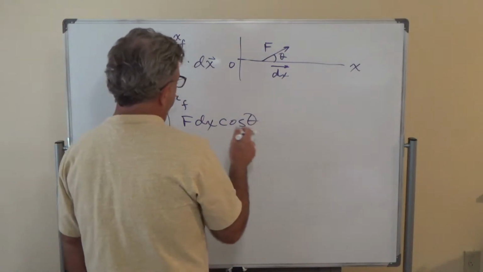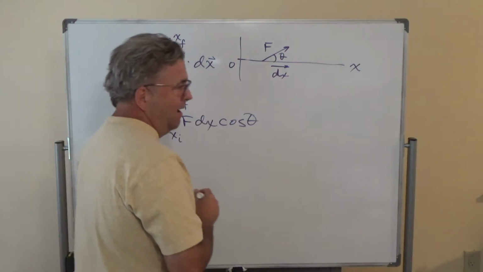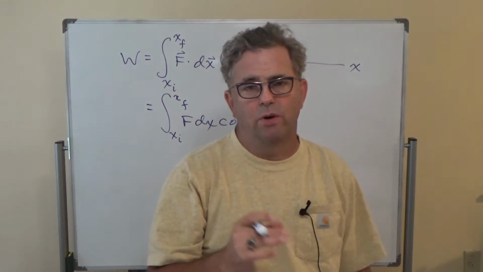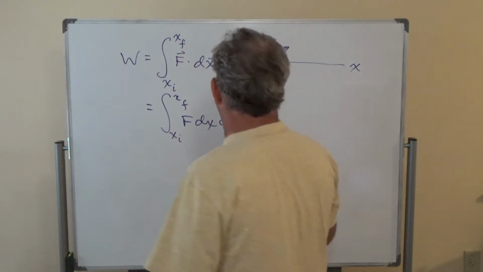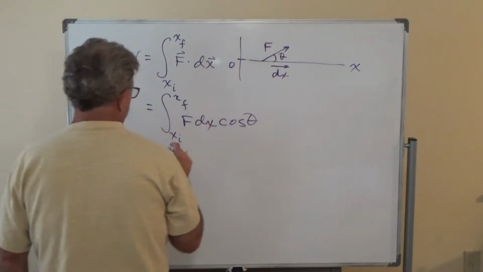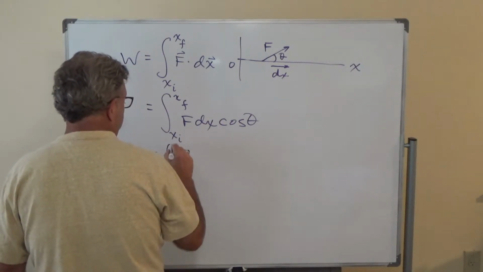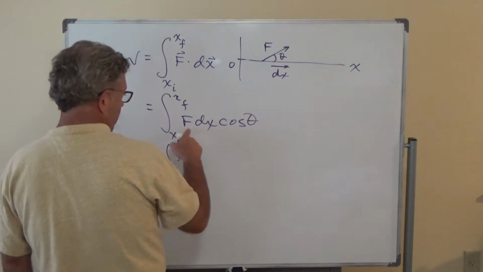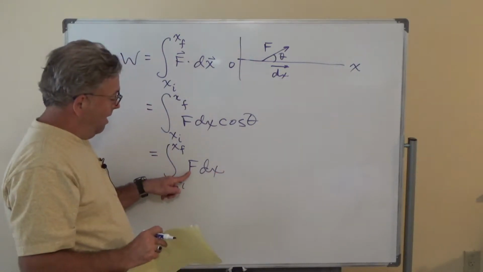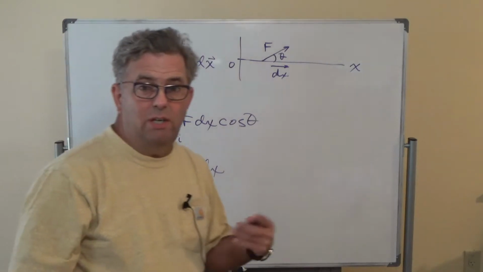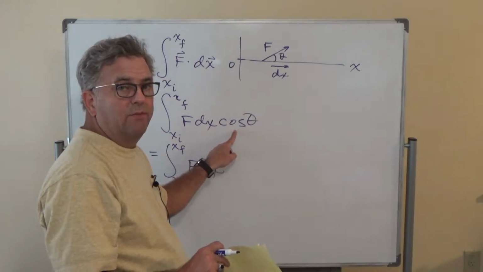So if f is along the x-axis, like we've had in the past where you have just a simple force along the x-axis, then theta, we can take care of that. It's just the integral from x initial to x final of f dx, where this f, depending on the sign of f, gives us the direction. That takes care of this cosine of theta.